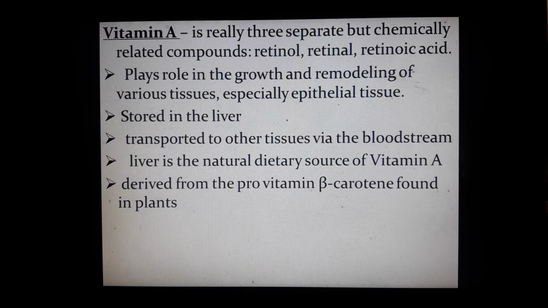And vitamin A is stored in the liver and transported to other tissues via the bloodstream. So liver is a natural dietary source of vitamin A. It is also derived from the provitamin beta-carotene found in plants. So ano yung plants that are abundant in beta-carotene? The carrots, for example, and tomato. These are common sources of beta-carotene, which is known as provitamin A.